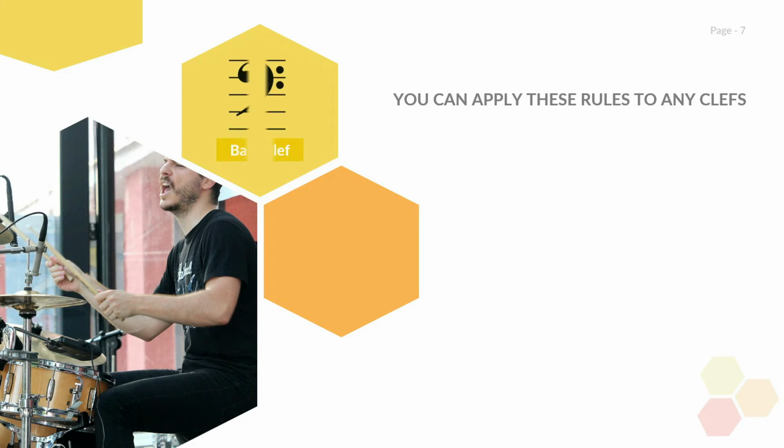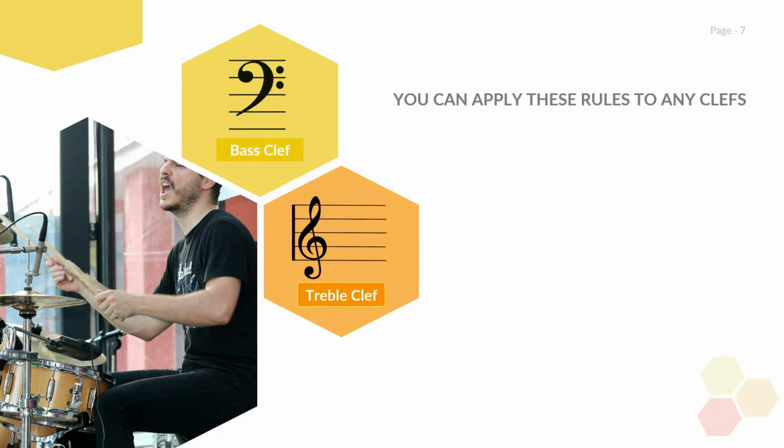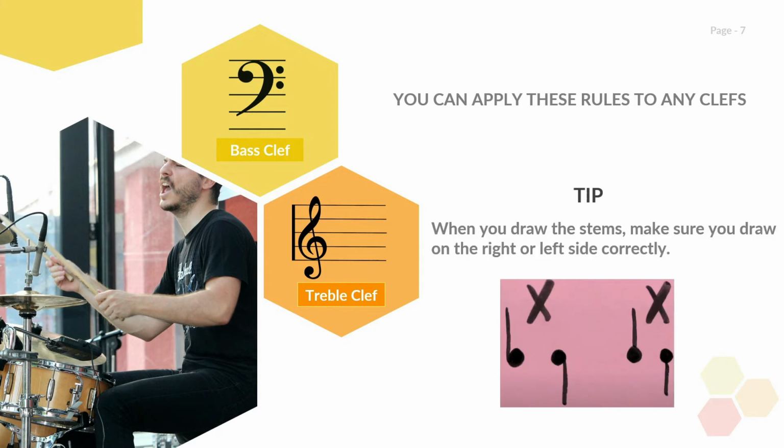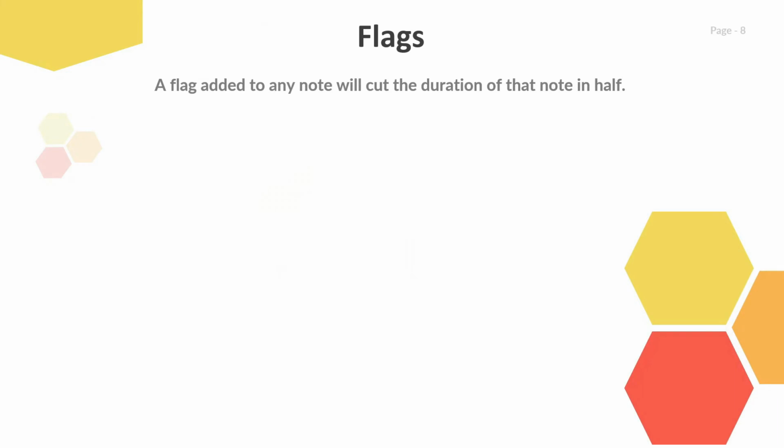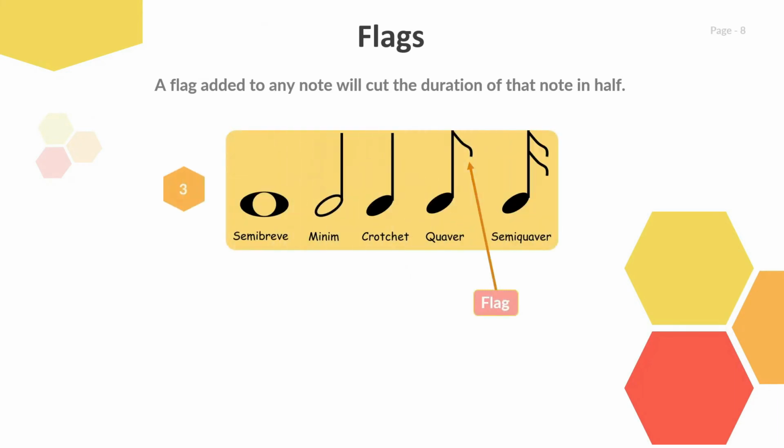For example, the bass clef and the treble clef. I give you now a quick tip. When you draw the stems, make sure you draw on the right or left side correctly, depending on if the note is above or below the middle line, and try to avoid writing the stems in the middle of the note head. A flag added to any note will cut the duration of that note in half.